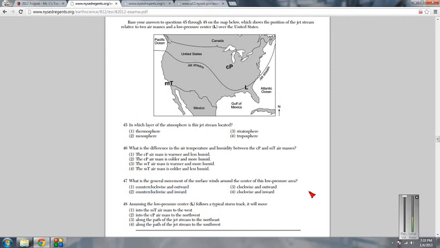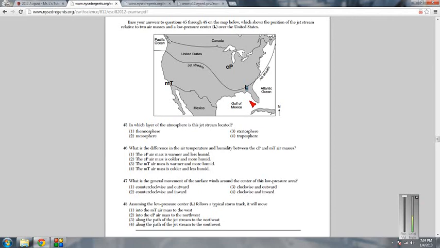Number 48. Assuming the low pressure center L follows the typical storm track, it will move. Well, if we look up here, remember, always look at the map and see what they're looking at. That L right there is asking where it's going to move. Now, I've seen this question before without the jet stream as well. They'll ask you which direction the storm will move, and they always place it right down in the south, typically. Usually a little more west, maybe over more like the Mississippi River area, and they're going to ask you where it's going to go.